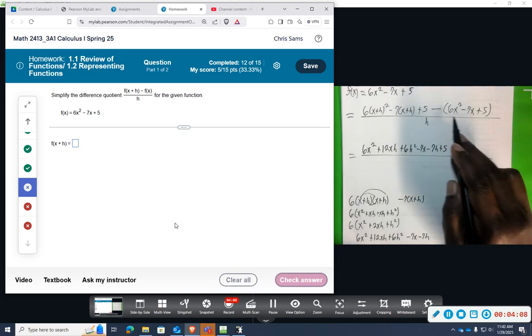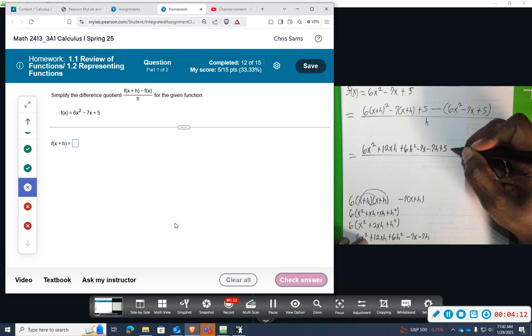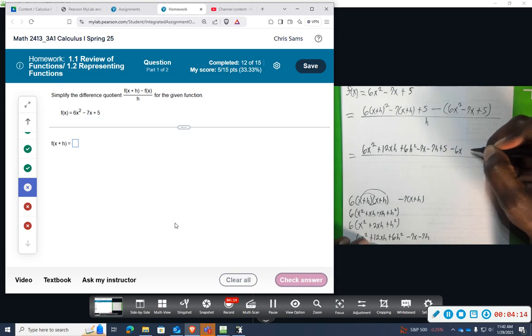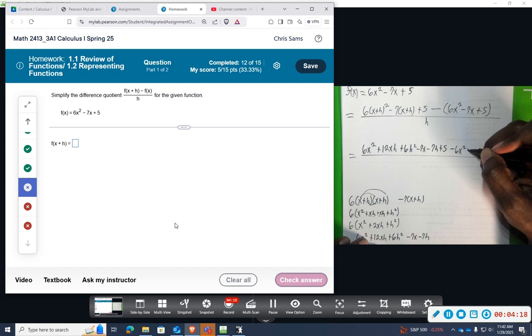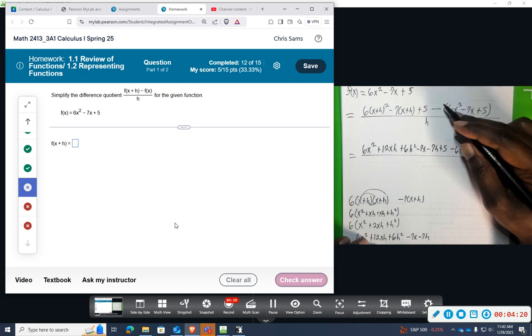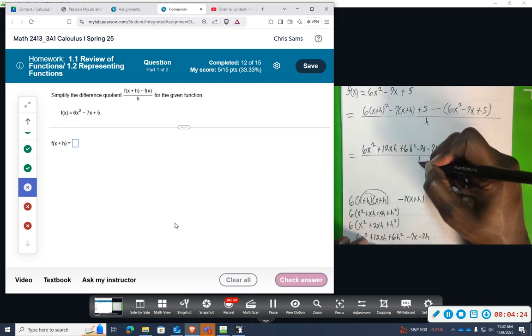And then over here we just distribute a negative, which will change all of these signs. So we have a minus 6x squared. Negative times a negative will be a positive 7x. Negative times a positive, minus 5. All divided by h.